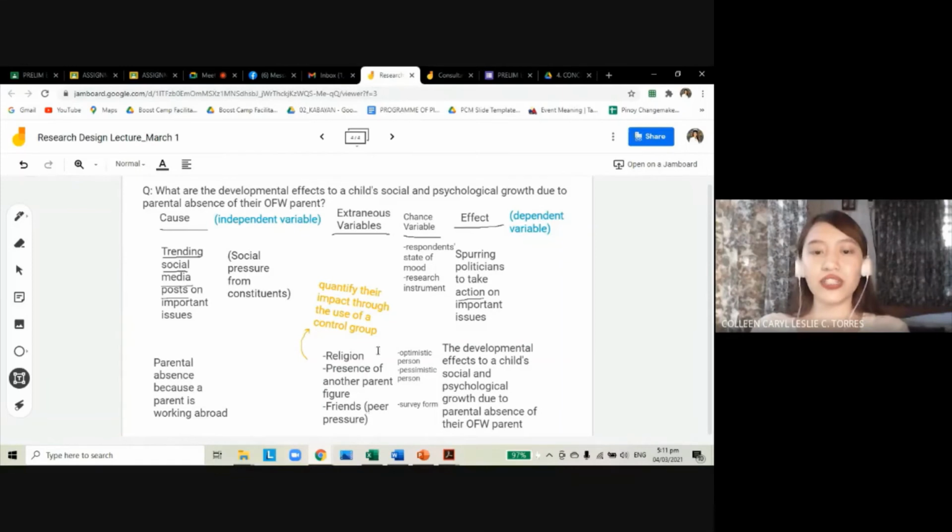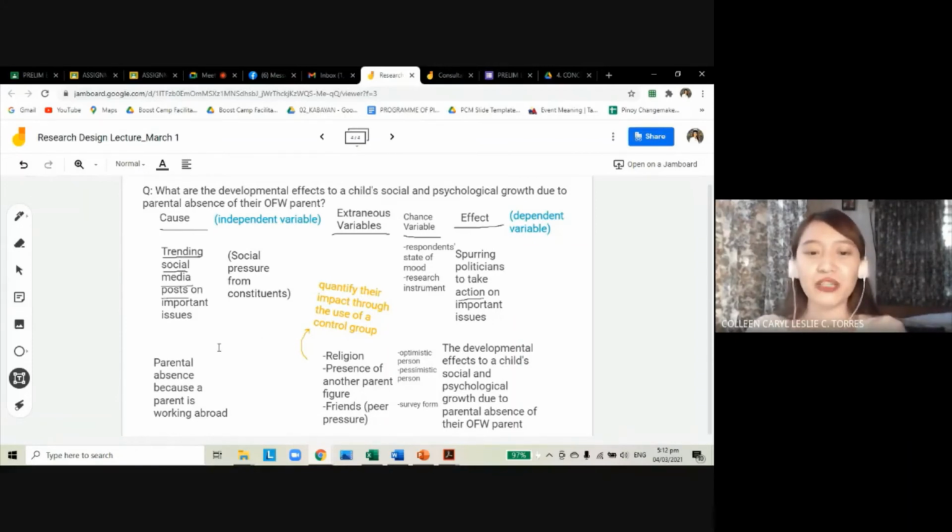However, it might be good to have the extraneous variables the same for both respondents or the samples, na it would be good na mamili ang researcher og mga bata nga relatively pareha sila in terms of religion, relatively pareha sila in terms of presence of another parent figure, pareha sila in terms of friends, no, na ang ilahang mga friends kay good influence, and not those respondents nga dili good influence. So medyo kuti siya gamay nga study if you think about it.